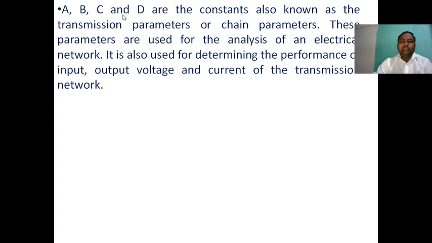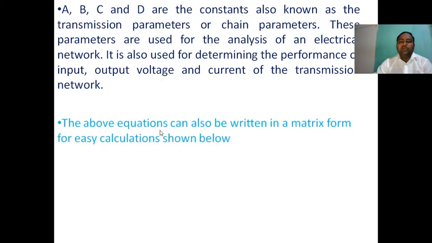A, B, C, D are constants, also known as the transmission parameters or chain parameters. These parameters are used for the analysis of an electrical network. They are also used for determining the performance of input-output voltage and current of the transmission network. So the ABCD parameters are very useful.